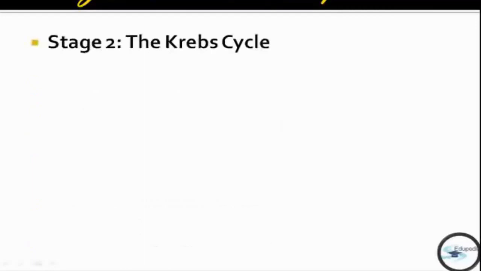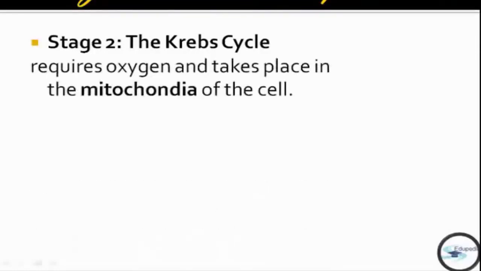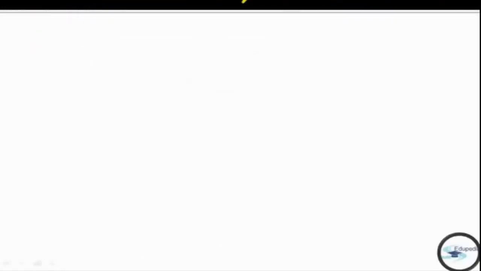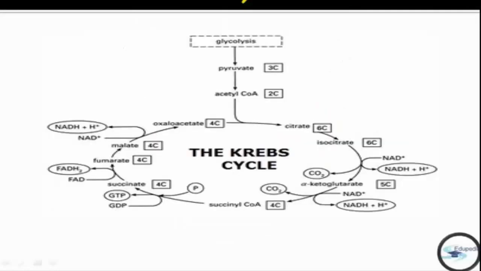The second stage of respiration is the Krebs cycle. It requires oxygen and takes place in the mitochondria of the cell. In the next two videos, you're going to learn more information about glycolysis and also the Krebs cycle. So this time, let's discuss the two kinds of respiration.